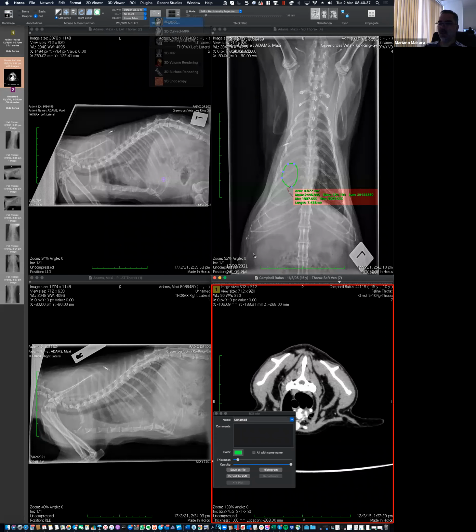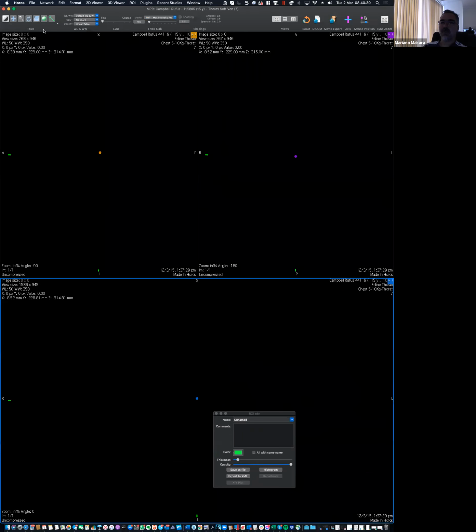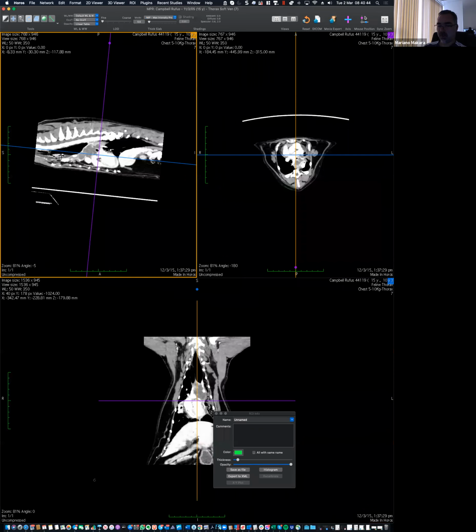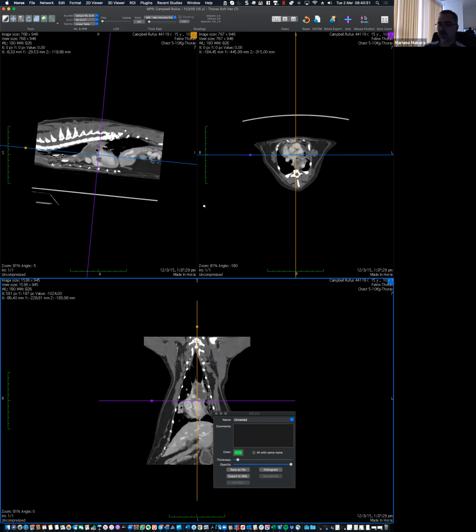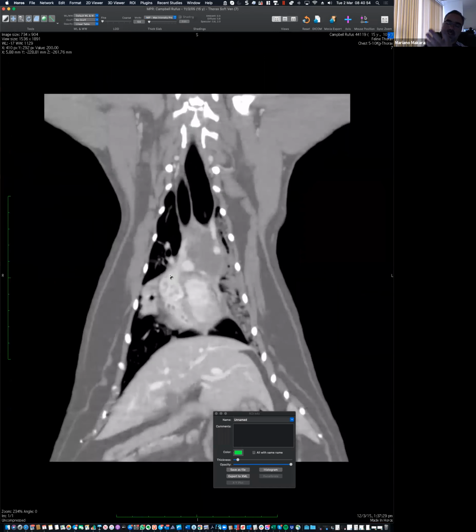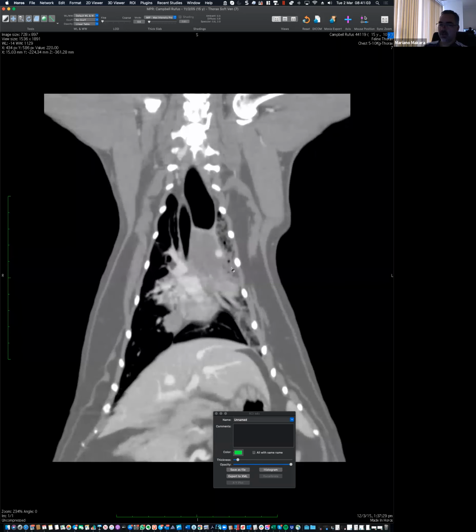So this is a CT with contrast, a different animal. I'm going to concentrate on a dorsal projection, so it's like looking at the DV radiograph. So here it is. Right, and this is opposite, makes sense? So the affected lung lobes in this cut are the left and not the right.